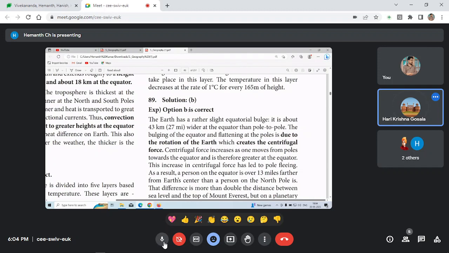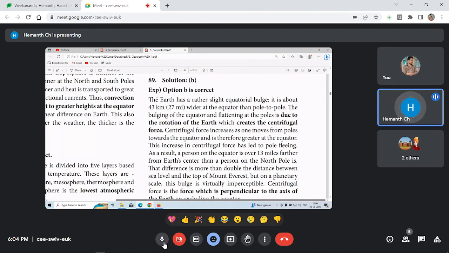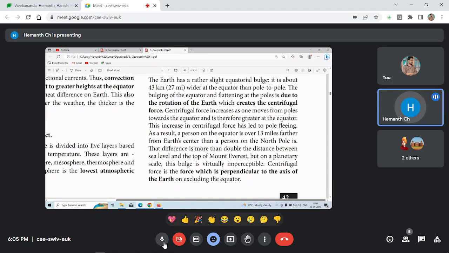Next. The Earth has a rather slight equatorial bulge. It is about 42 kilometers wider at the equator than pole to pole. The bulging of the equator and flattening at the pole is due to the rotation of the Earth, which creates the centrifugal force. The centrifugal force increases as one moves from a pole towards the equator, and is therefore greater at the equator.